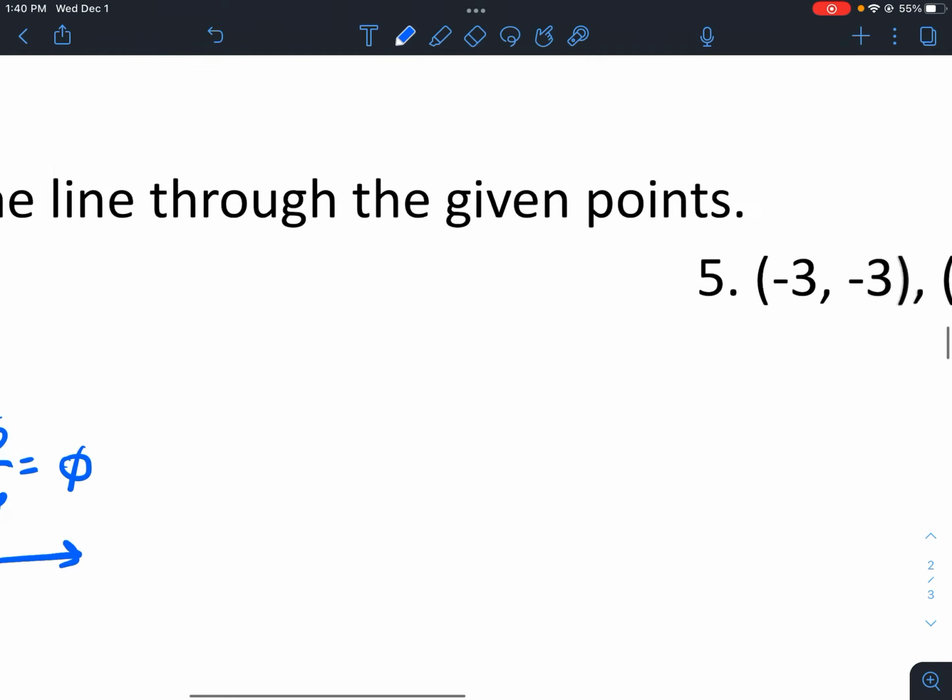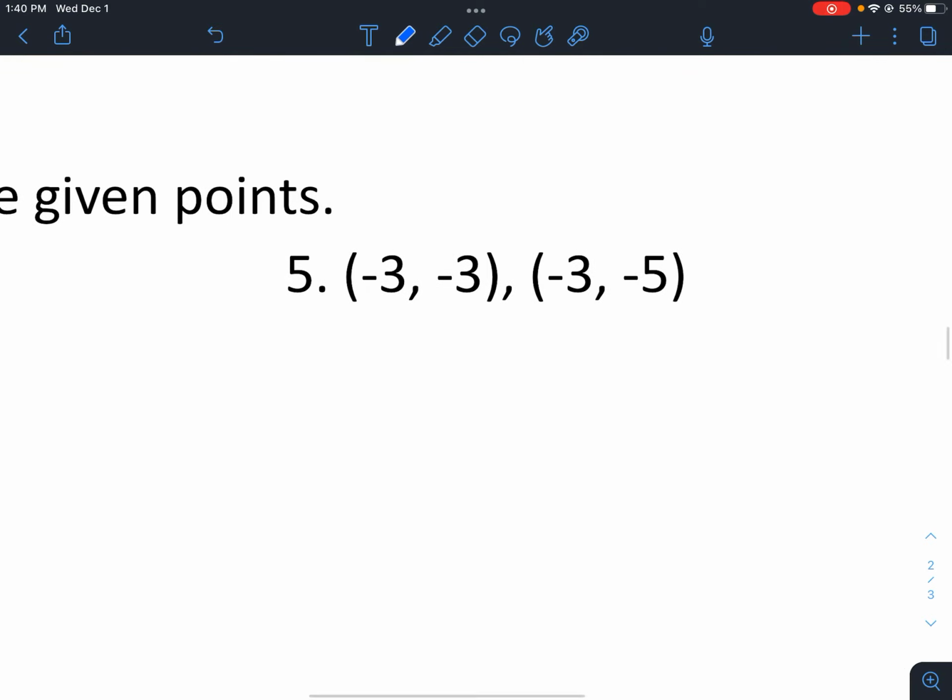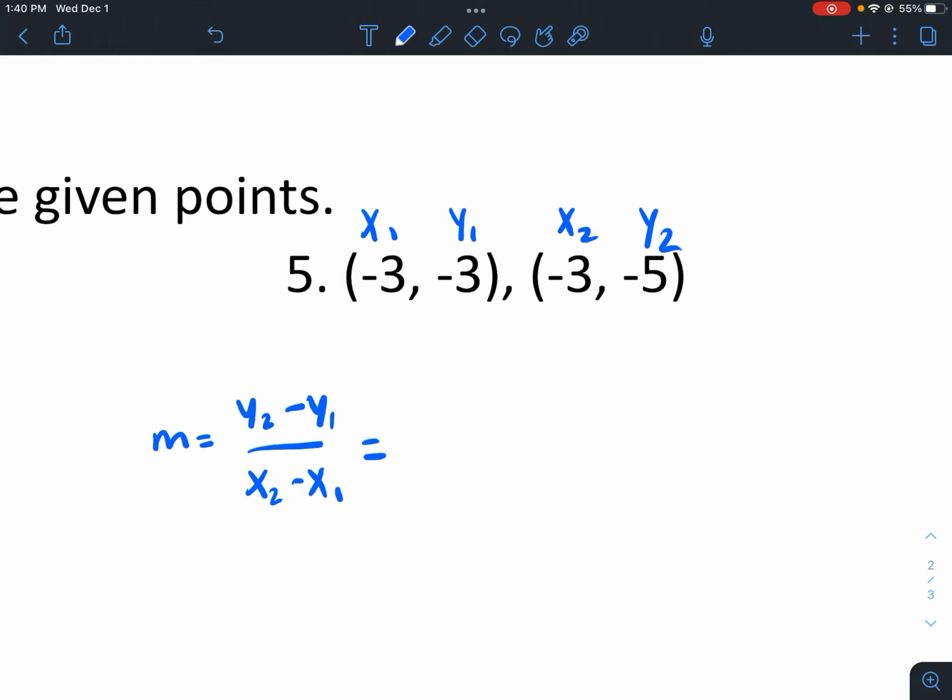All right? Let's also do this one together as well. Remember, step 1, if you're given 2 points, write out the formula. M equals y2 minus y1 over x2 minus x1. And then label your points. x1, y1, x2, y2. So instead of y2, I'm going to plug in negative 5. Instead of y1, I'm going to plug in negative 3. Instead of x2, I'm going to plug in negative 3. Instead of x1, I'm also going to plug in negative 3.